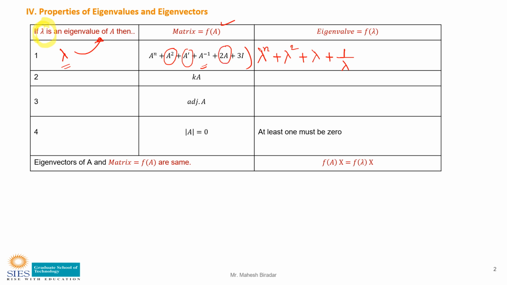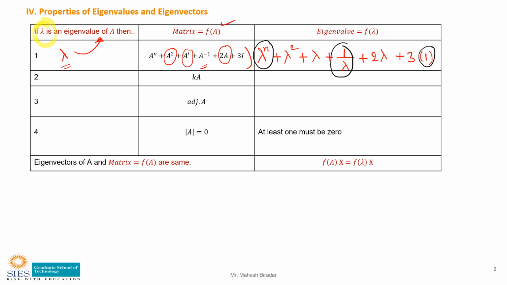Then you can see 2A. For A, we have considered lambda, so 2 lambda is the eigenvalue associated with 2A. Then plus 3 into I. In place of I, you can write down 1 here. So this is the eigenvalue of A raised to n plus A square plus A dash plus A inverse plus 2A plus 3I. Is it clear, students? For A inverse, 1 by lambda; for A raised to n, lambda raised to n; and for I, you write 1. I'm just highlighting what the changes are; the remaining is all the same, you can understand it.